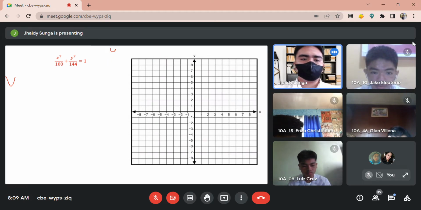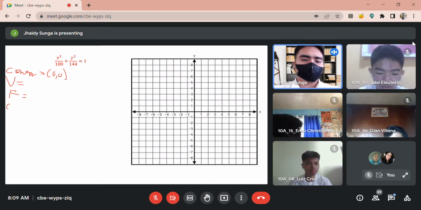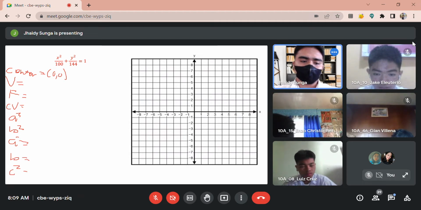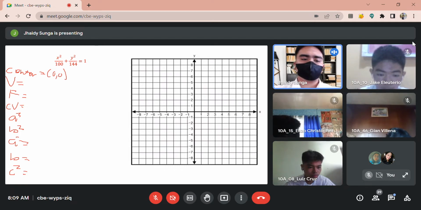So therefore, let's find the given first. Center, of course, 0, 0. In the origin, we don't have H and K, isn't it? So find the vertices, the focus, what else? The co-vertices, the A squared, B squared, A value, and B value, as well as C squared. For your vertices, the value is coming from the A.